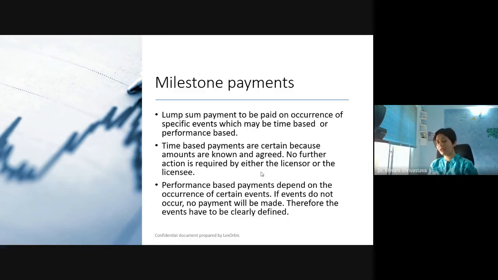The other type of milestone is performance based. The condition can be like when X number of products have been manufactured, or if the licensee has sold 1,000 products or 10,000 products. Based on that, the payment can be made. The only difficult point here is that if the event does not occur, no payment will be made. Therefore, the events have to be clearly defined in the document.